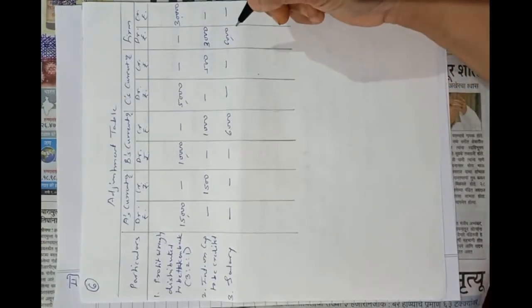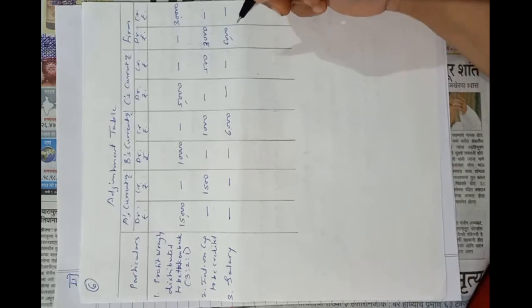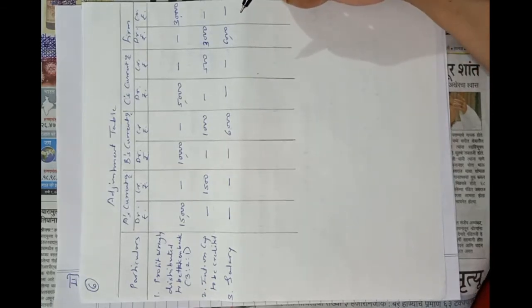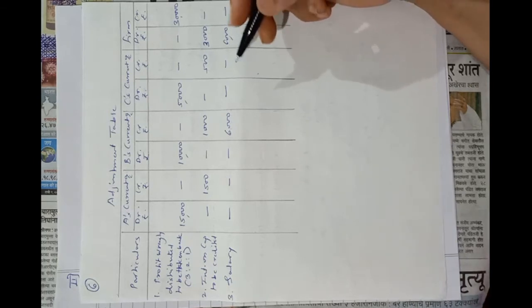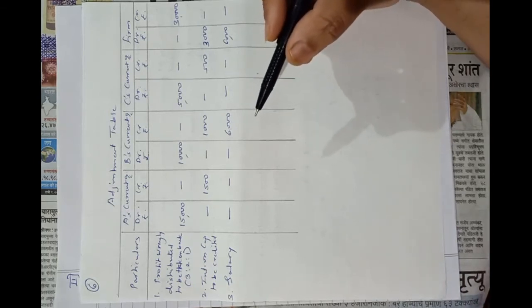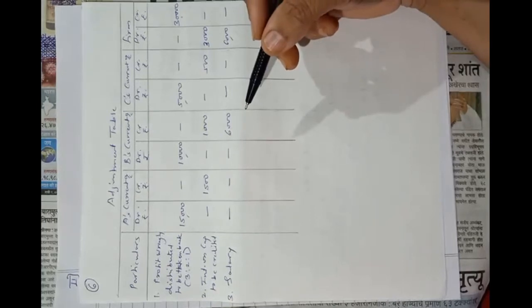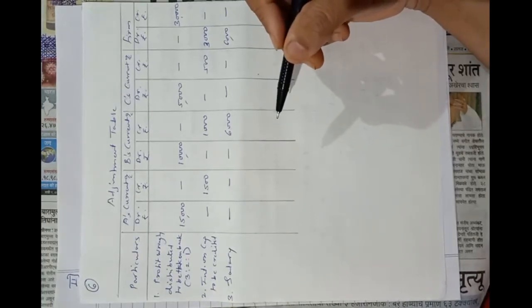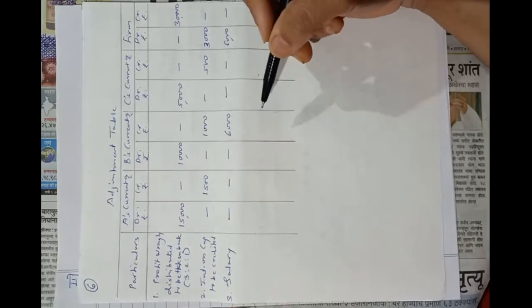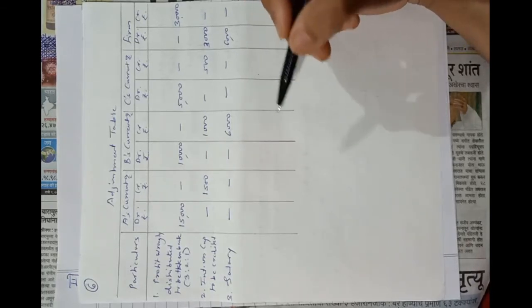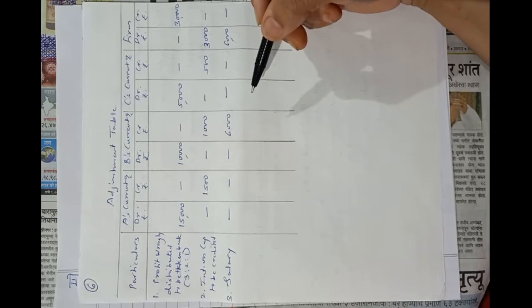Now commission, there is a different point here. They told us that C was entitled to a commission of 5% on the profits after charging the interest on capital, but before charging the salary payable to B. Means C gets 5% commission on which profit, after charging the interest on capital, meaning after deducting interest on capital, but before deducting salary.